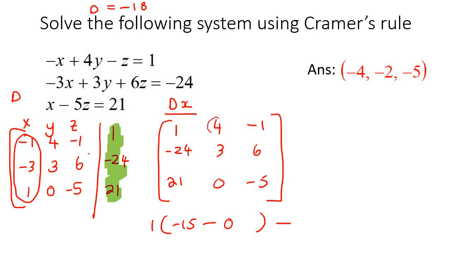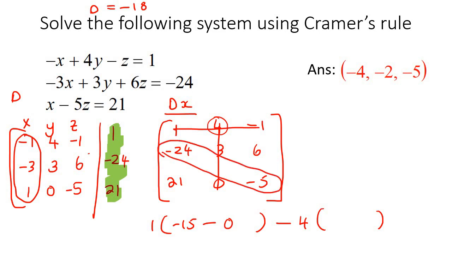Then you move on to the next number, which is a 4. And then you open up a bracket, so block this off, block this off. So you're going to multiply these numbers now, this diagonal. So negative 24 times negative 5 is going to give you a positive 120. And then you're going to multiply these two together. What's that? 126, I think. Yes, but it's going to be negative 126.